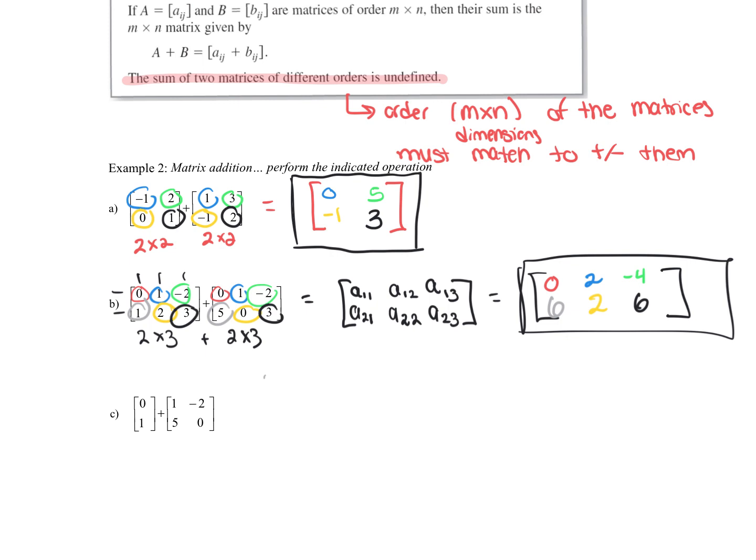If we look at the last one, this has 2 rows and 1 column. So it's a 2 by 1. This one has 2 rows and 2 columns, so it's a 2 by 2. These dimensions are not the same. They do not match, so the addition is undefined. It's not possible.